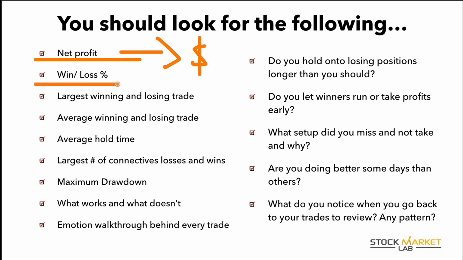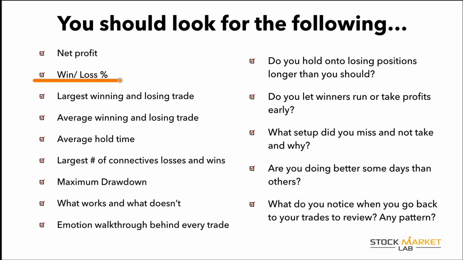Next thing, winning percentage and losing percentage. What is your winning percentage? What is your losing percentage? So if you're right on 5 trades and wrong on 5 trades out of 10 trades, your winning and losing percentage is 50%. You want to track that. You want to see how many times you are right, how many times you are wrong. And tracking that is very, very important.